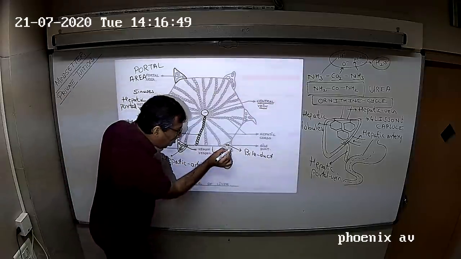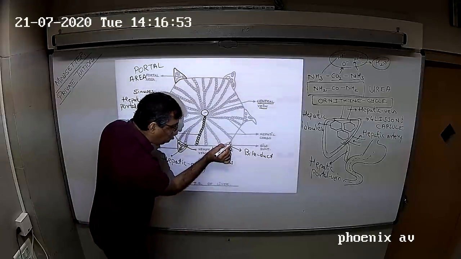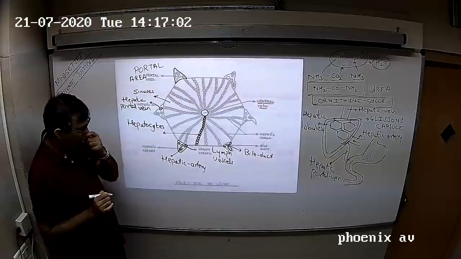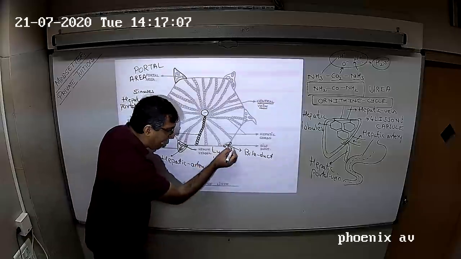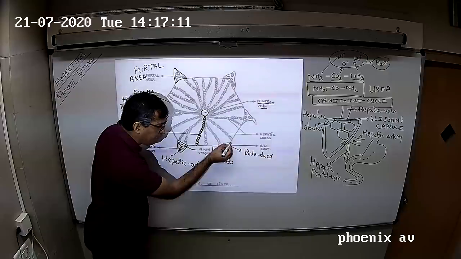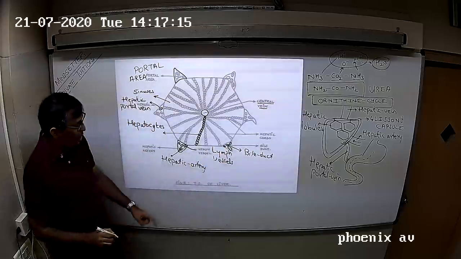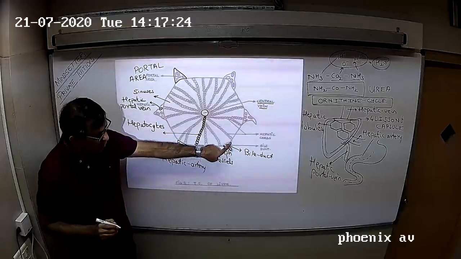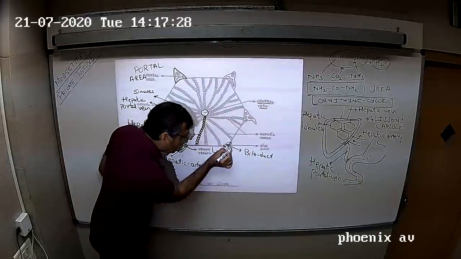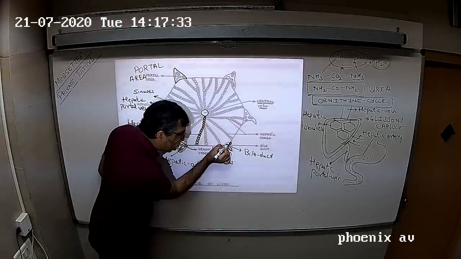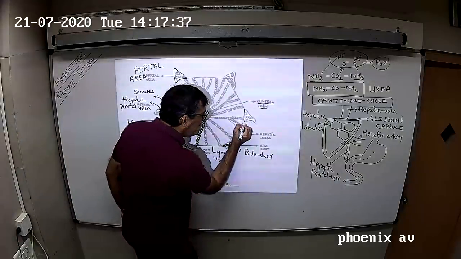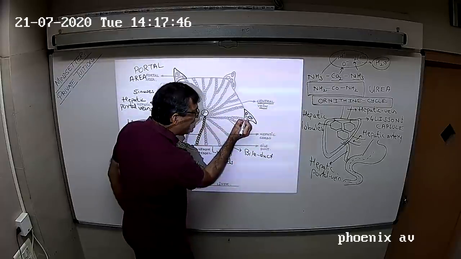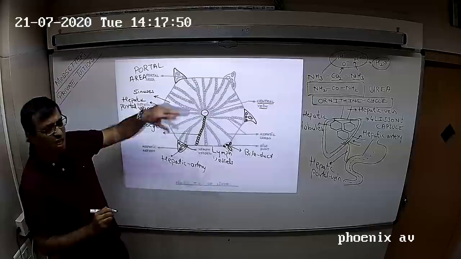So once again, what is this artery called? Hepatic artery. What is this vein called? Hepatic portal vein. What is this other structure called? Bile capillary. And so you have hepatic artery, hepatic portal vein, bile capillary, and lymph vessel. I'm so sorry. So you have hepatic artery, hepatic portal vein, bile duct, and lymph vessel. Once again over here you have hepatic artery, hepatic portal vein, bile capillary, and lymph vessels. So, how are these four structures formed?